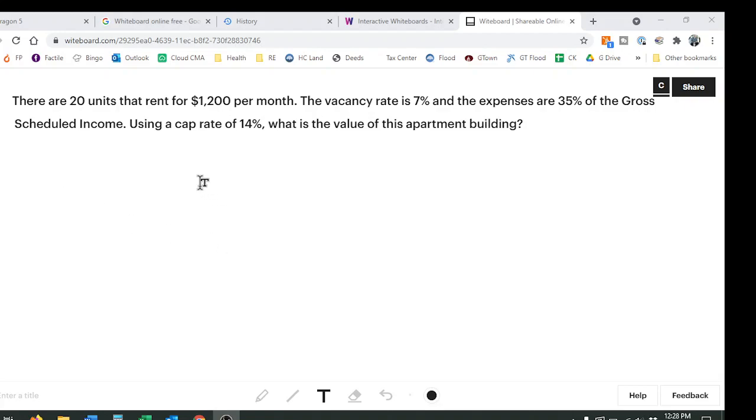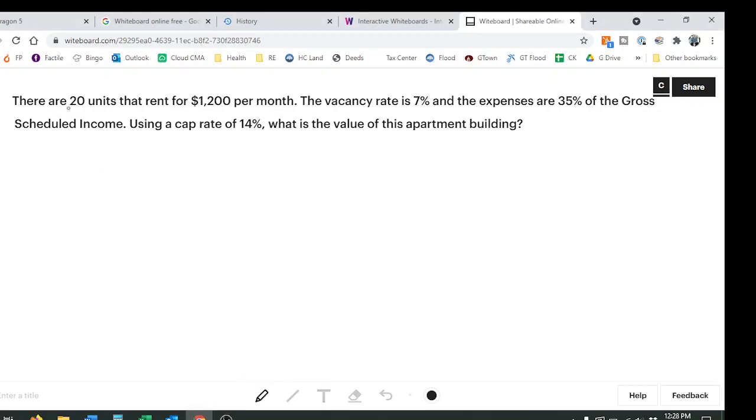Okay, so we have another question here. It says there are 20 units that rent for $1,200 per month. The vacancy rate is 7% and the expenses are 35% of the gross scheduled income. Using a cap rate of 14%, what is the value of this apartment building? Okay, so let's break this down little by little.